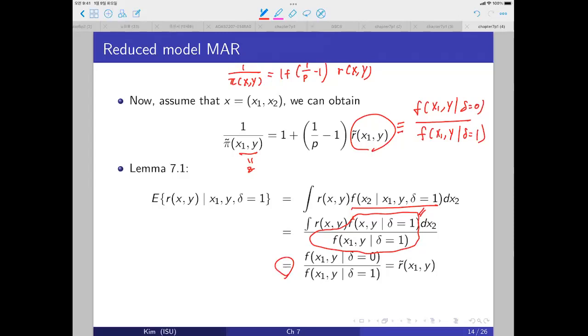Rxy is a ratio of f of x and y given delta equal to 0 divided by f of x and y given delta equal to 1. Right? So if you multiply Rxy by the density in the denominator, you get the numerator. Then you take the integration, integrating out over x2. Then you end up getting only the marginal. Then you have an R tilde. So that is lemma 7.1.